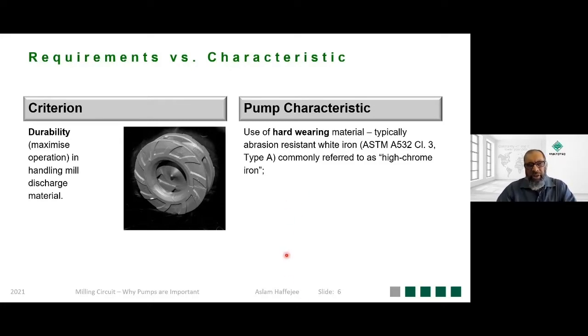The best so far is the 27% chrome that is commonly referred to in the mining industry, which can handle abrasive material, but at the same time is also easy to produce. So that is one of the main drivers behind the impeller being of high chrome.